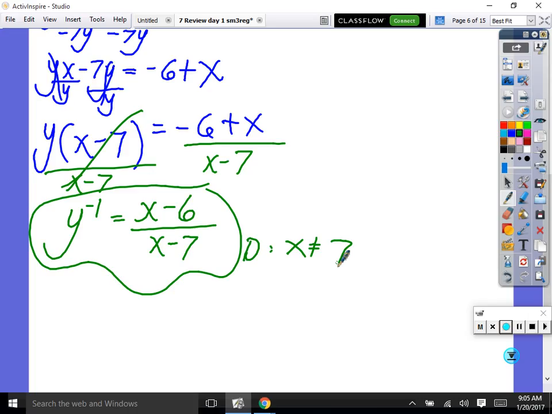7, but anything else can be in the domain. So it's still a function. Does that make sense? It's just not at 7. So we would say this is still a function. Good question. So a rational is a function as long as x doesn't equal 7. So we would say yes for x values that aren't 7, or just x cannot equal 7. Does that make sense, everybody?